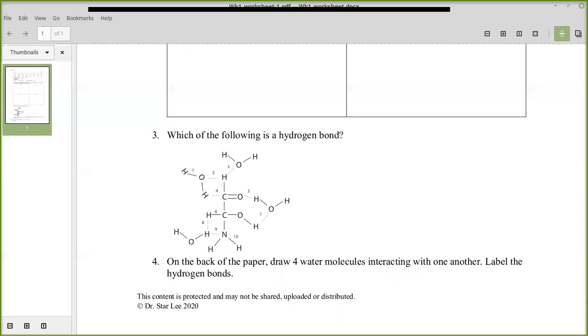Basically this is trying to figure out whether things are hydrogen bonds or not hydrogen bonds. And we gave a bit of a definition earlier in the presentation. So let's just go over them quickly. Hydrogen bond or not hydrogen bond? Number one. No, right? Because it's just oxygen, hydrogen. Nope. What about two?